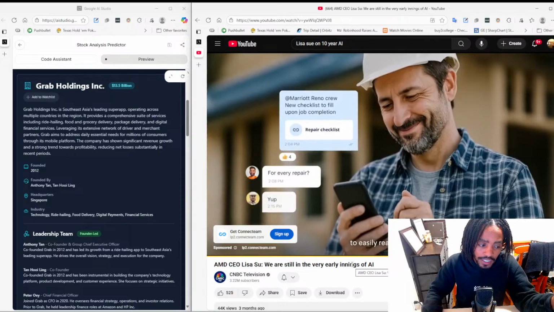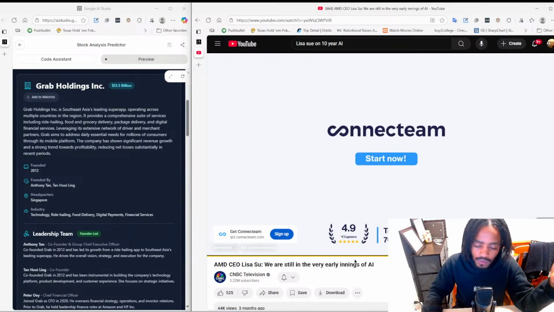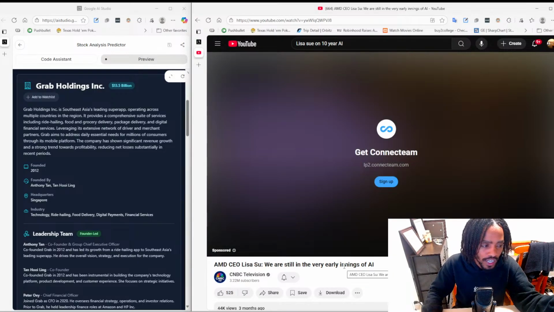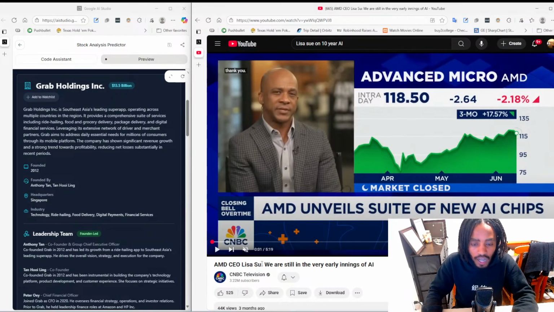Maybe, I don't know, but could we see something like Intel, where President Trump just decides, you know what, we're going to invest. We need AI to be great. We need competition. We don't want a monopoly. We're going to invest in Intel. I mean, in AMD. I don't know. I could see Trump do something like that. But let's watch this video here where Lisa Su talks about the early innings of AI.